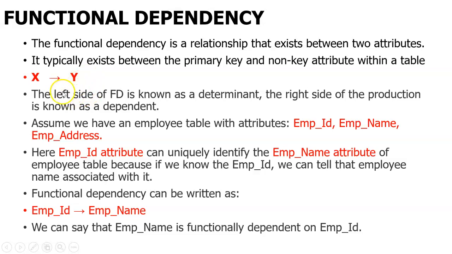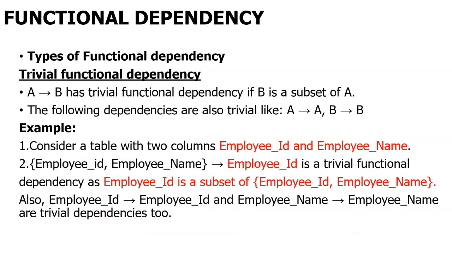Now we have another term. The left side of a functional dependency is called the determinant and the right side is called the dependent. For example, here I have a set of real-time attributes: employee ID, employee name, and employee address. Here the employee ID attribute can uniquely identify, which means employee ID gives employee name, so employee ID can uniquely give the name attribute from the employee table. Now this employee name is functionally dependent on the employee ID. This is how we describe functional dependency.